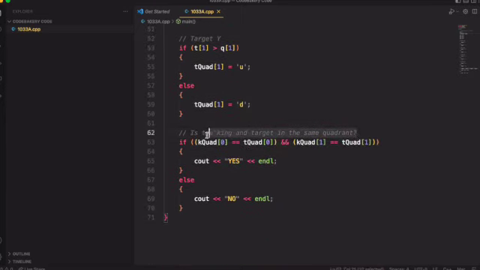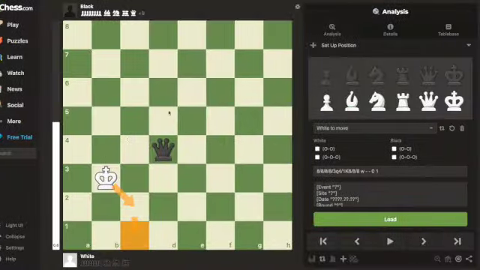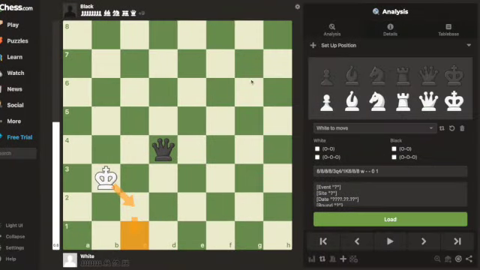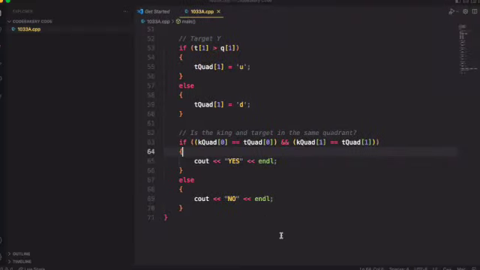Lastly, we check if the king and the target are in the same quadrant. First, we check if the king and the target are on the same side of the board horizontally. Then, if that's true, we check if the king and the target are on the same side of the board vertically, so in the top half or the bottom half. If they are, then the king can indeed reach the target, as the target is in the same quadrant. Otherwise, the king cannot.